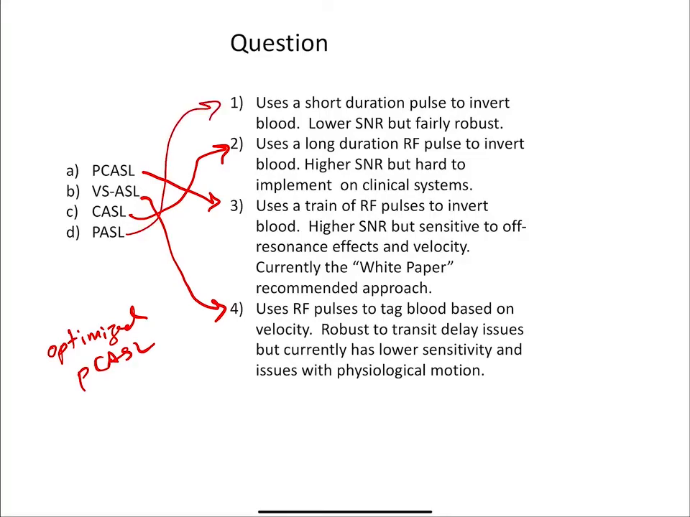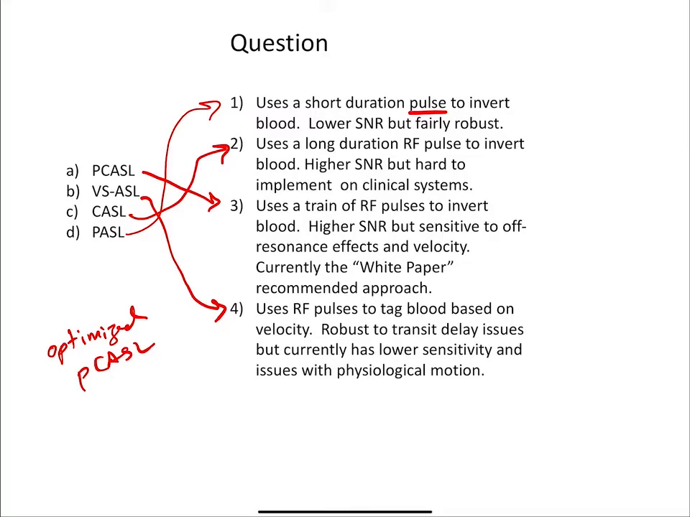So here, short duration pulse to invert the blood. It's got lower SNR, although the talk that was just given shows that there might be ways of improving SNR. The great thing about PASL, it's fairly robust. It's just really hard to break it. And so in general, if you're starting off a study and you're seeing weird effects with some of these other methods, you might want to always do a PASL sequence.